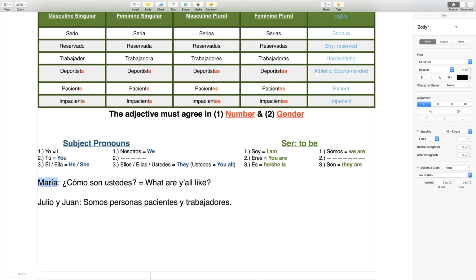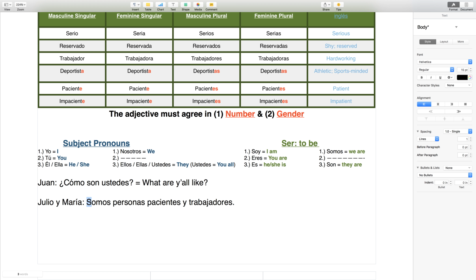But what if, for example, Juan was speaking and Julio and Maria were replying? Would we use the plural masculine form or plural feminine? Here's the rule of thumb. When you're not sure, always go with the masculine. If there were to be 50 females in a room and there's one male, one guy, you're always going to use the masculine form. It's just the rule with Spanish, okay?